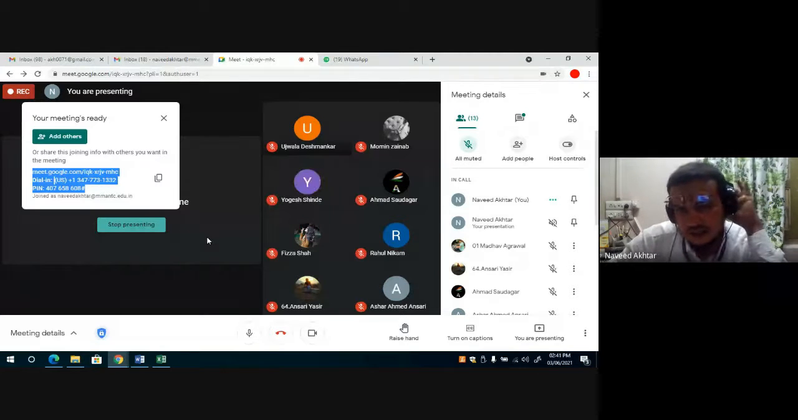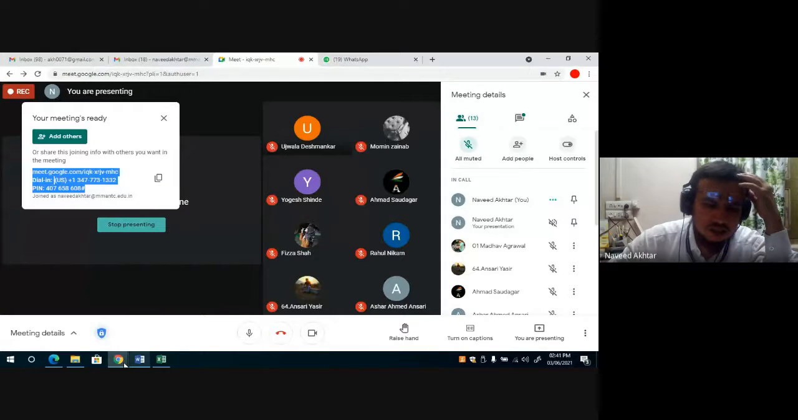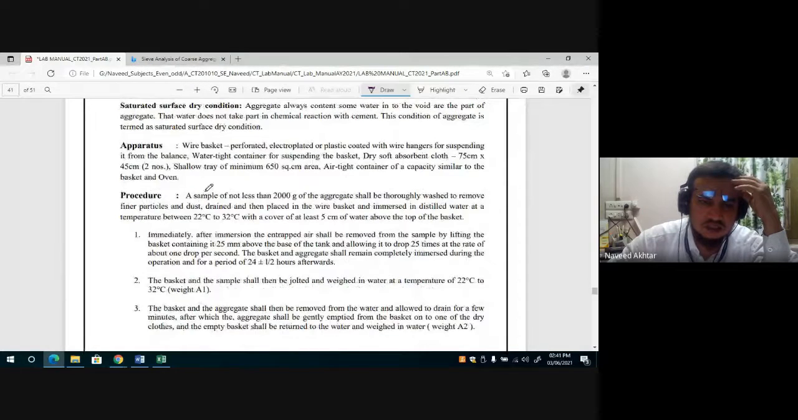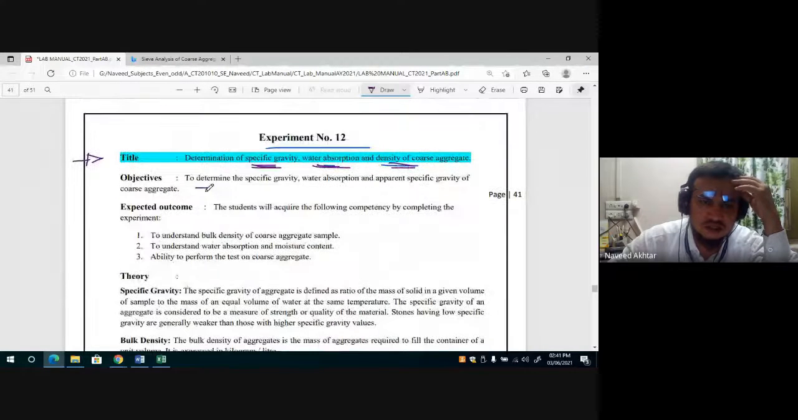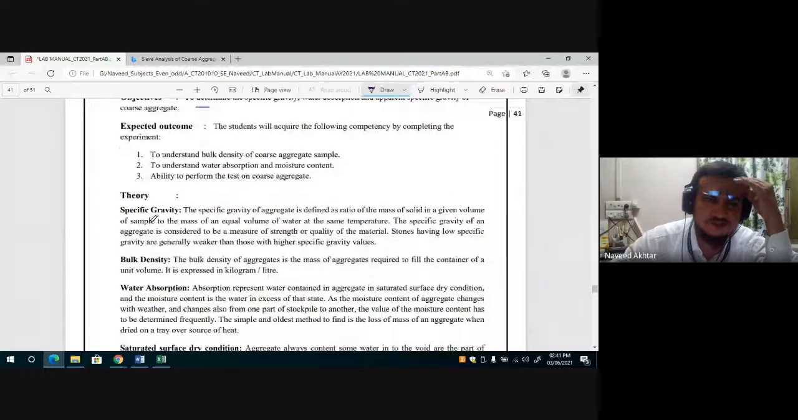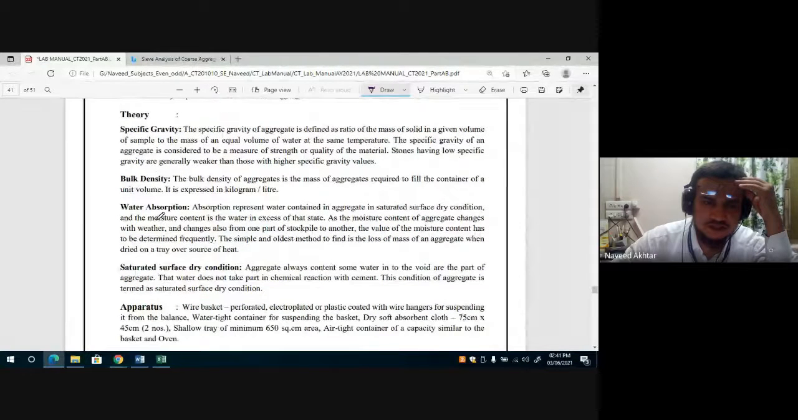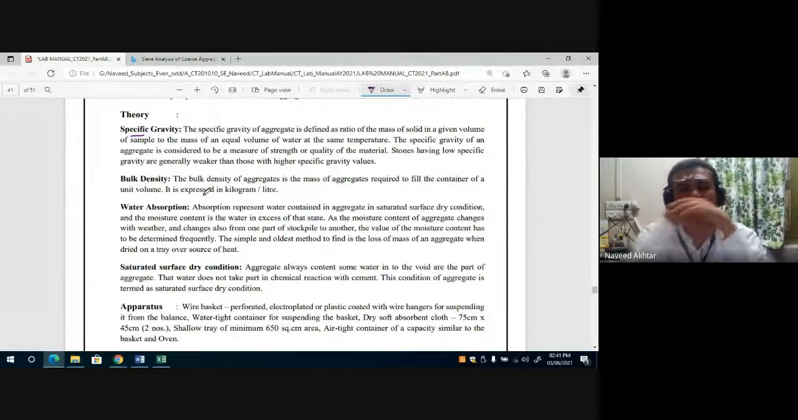Okay, so in this experiment you have to find out the specific gravity, water absorption, and the density of the coarse aggregate. The theory we have already seen during the fine aggregate.